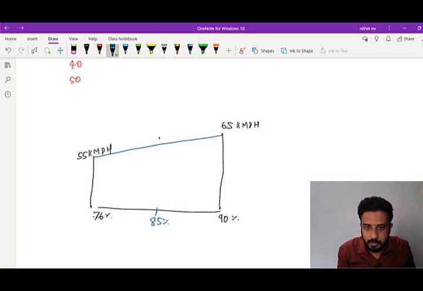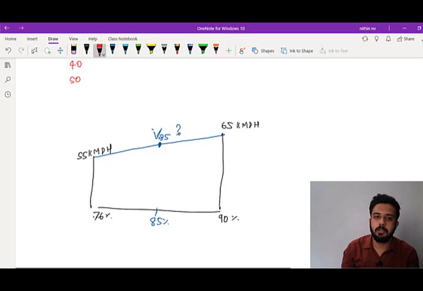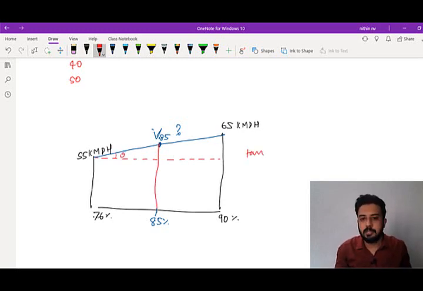Now I am simply joining them with a straight line. This V corresponds to 85. This is what we have to find out. How are we going to find it? Very simple. Just put a horizontal line here and a vertical line here. Just take the tan theta. That's it. Tan theta means the slope of this blue line. The slope of the line will always be the same.